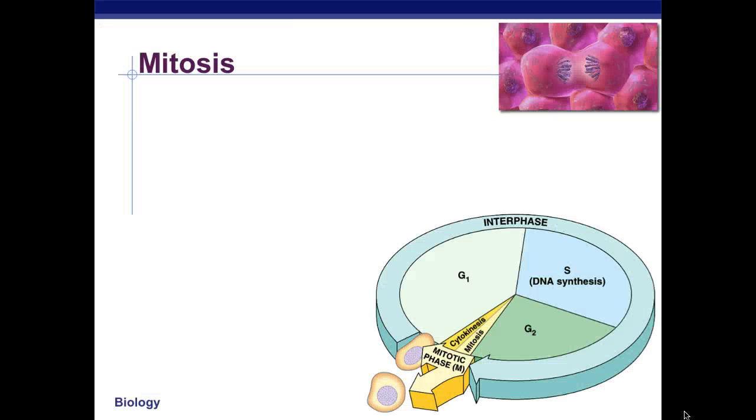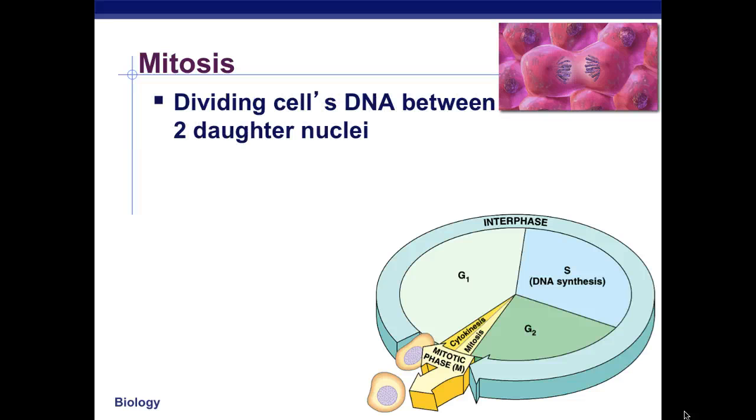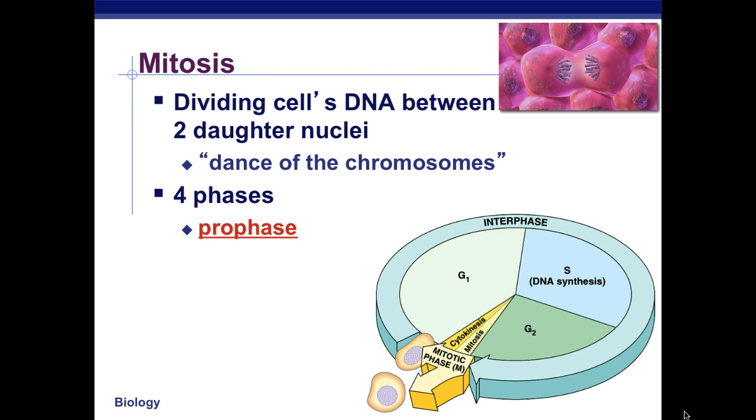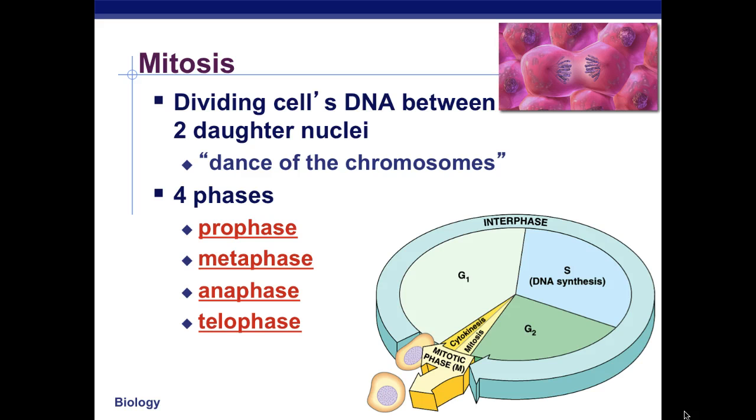So now that the DNA is replicated, we're ready for the process of mitosis. Mitosis is the dividing of cells' DNA between two daughter nuclei. So it's the dance of the chromosomes. And there are 4 phases. You can remember as PMAT, so you've got prophase, metaphase, anaphase, telophase.